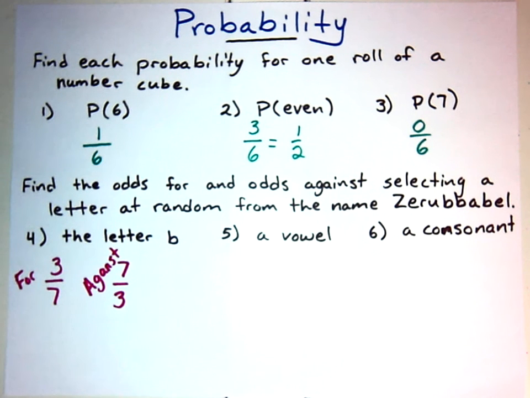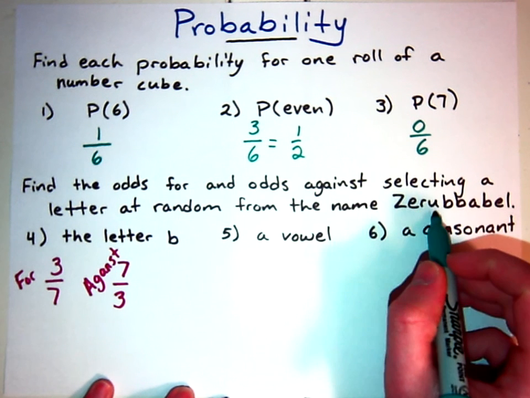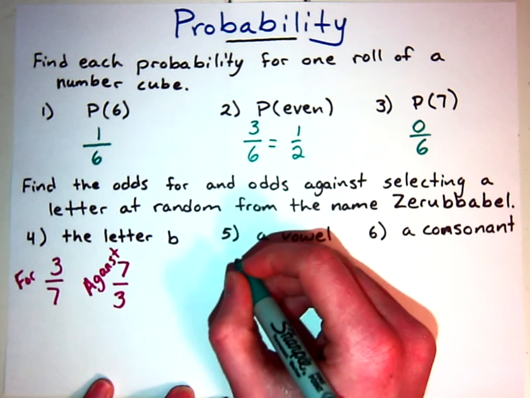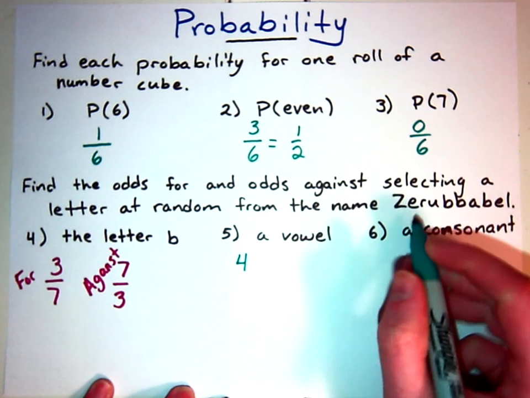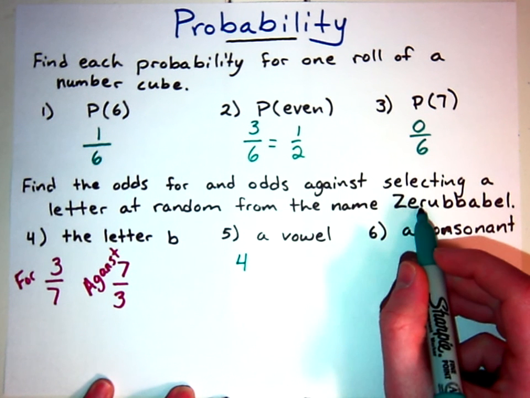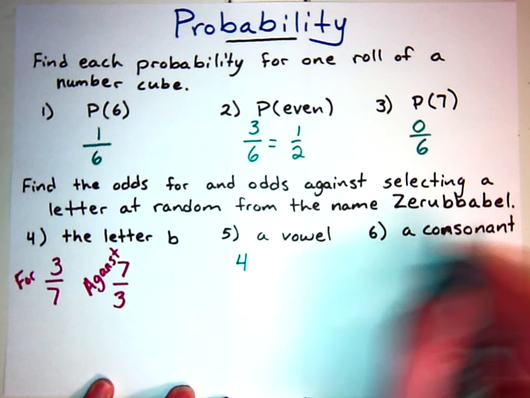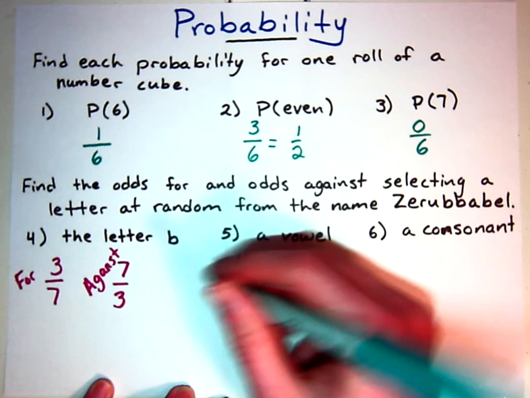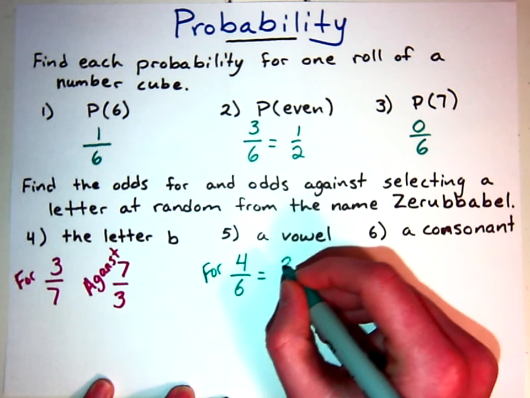Okay, let's talk about a vowel. Okay, well, let's go through. First, I'm going to take care of odds for. 1, 2, 3, 4. I've got 4 vowels. Okay? And then over here I've got 1, 2, 3, 4, 5, and 6. So, my odds for are 4 to 6 or 2 over 3.